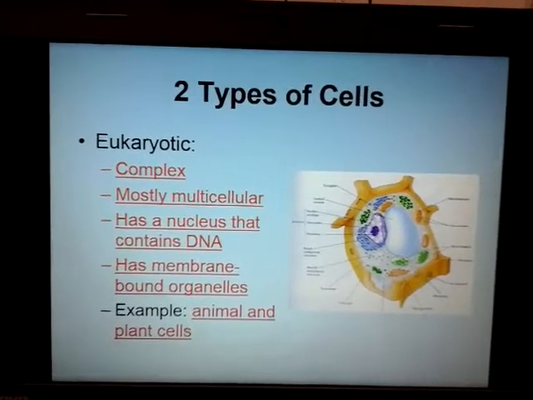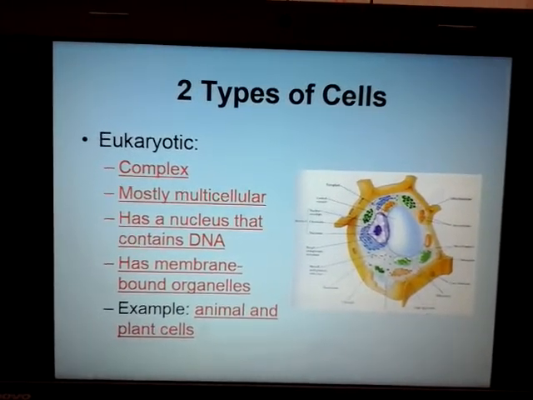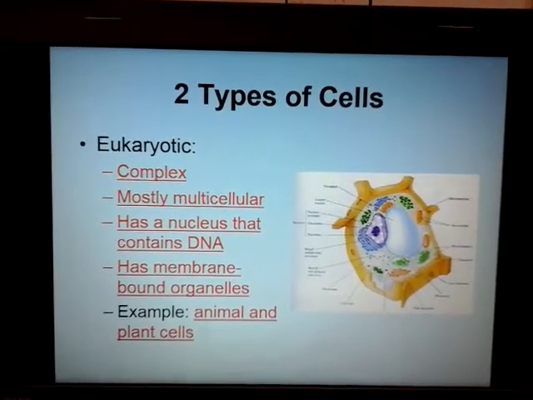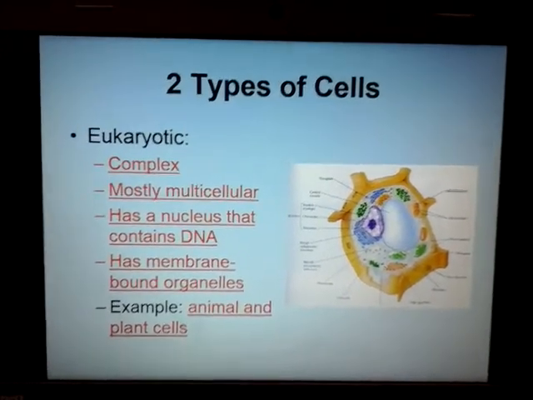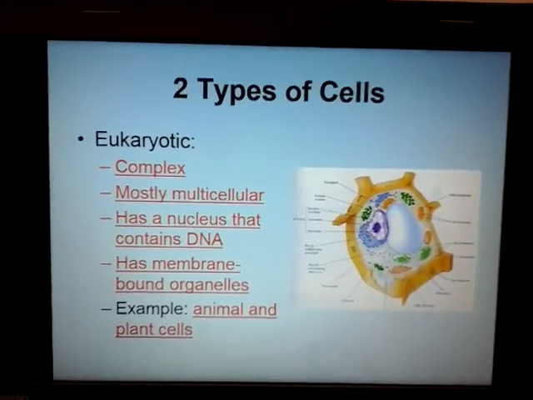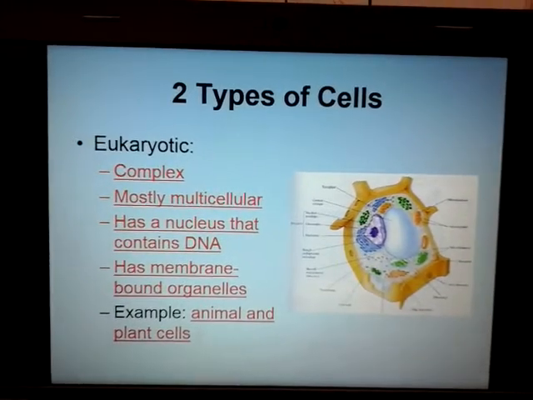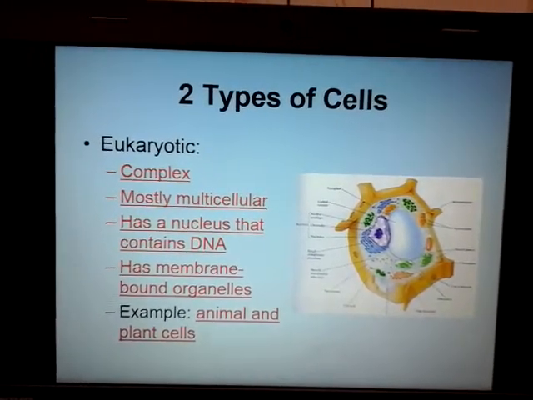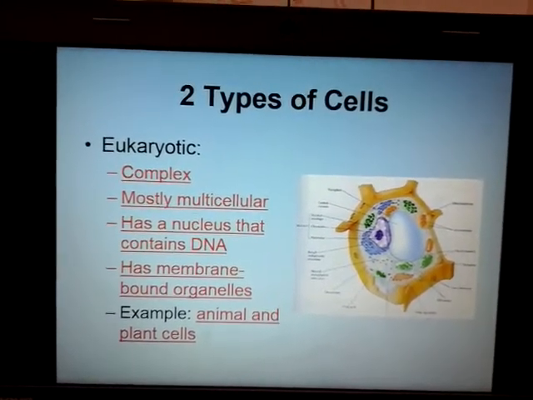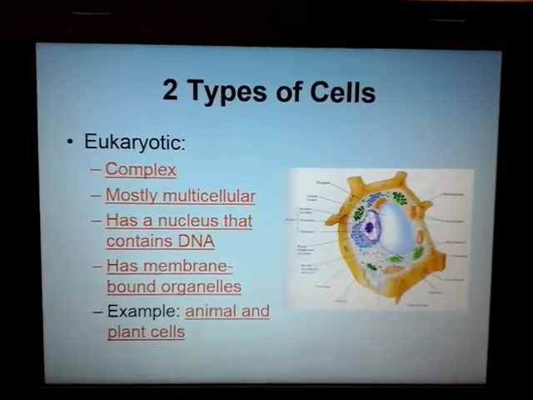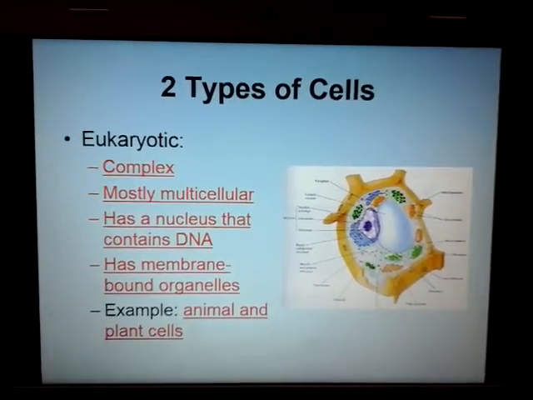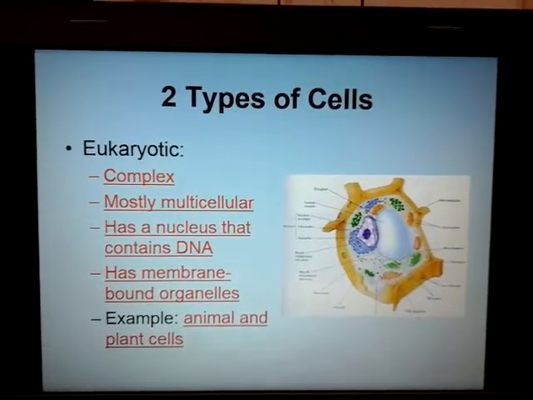And 99% of creatures in nature are eukaryotes. So they're complex. What we mean by that is they've got a lot of pieces inside of them. So when we talk about the parts of the cell, the Golgi body, the mitochondria, the nucleus, ribosomes, things like that, they have these parts. So that's what we mean when we say they're complex.